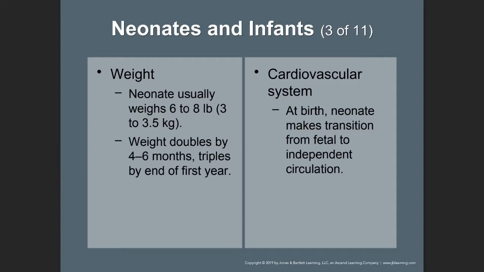Weight. A neonate usually weighs 6 to 8 pounds, that's 3 to 3.5 kilograms. Their weight doubles by the time they get to 4 to 6 months, and by the time they get to their first year of life, it's going to triple. The cardiovascular system: at birth, the neonate makes the transition from fetal to independent circulation.